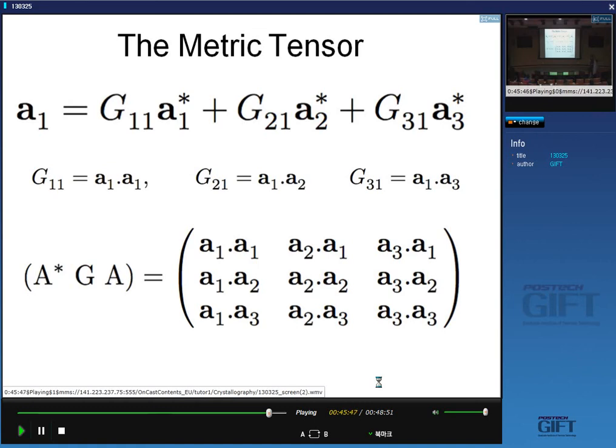Now, for a cubic system, what's A1 dot A1? Just the magnitude squared, isn't it? Because it's the magnitude of A1 times the magnitude of A1 times cos of the angle between them, which is 1. Yeah. And similarly, this one will be A1 squared. What will this be? A1 dot A2? 0, because they're at 90 degrees. And this will be 0 as well. So this will be A1 squared, this will be A2 squared, and this will be A3 squared, and everything else is 0.